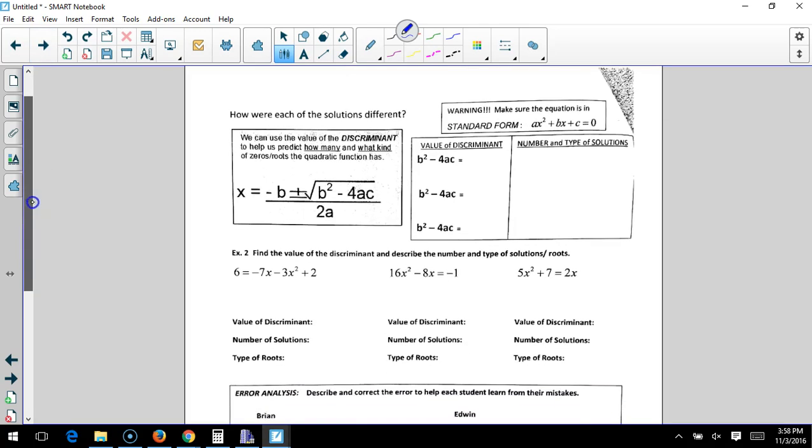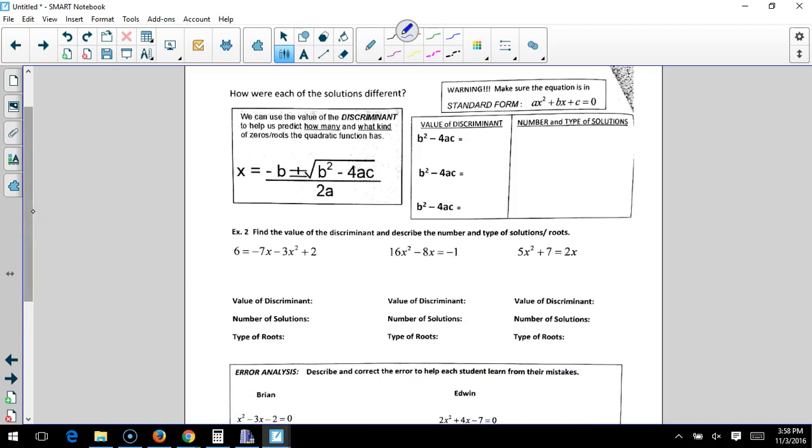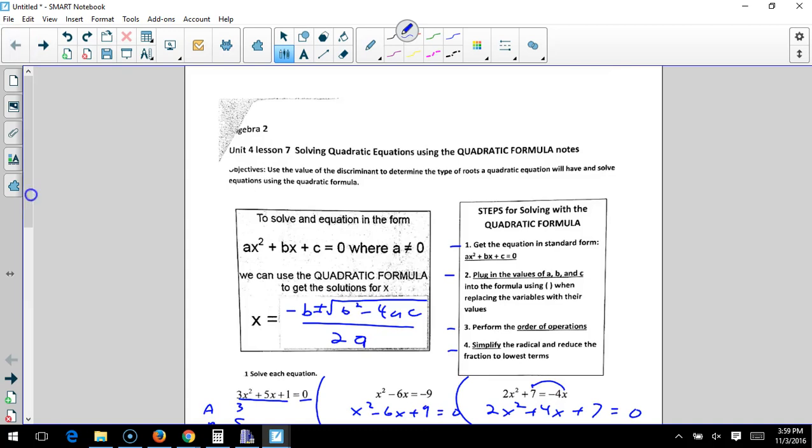So, how are they different? We can use the value of the discriminant. And the discriminant is just this part, to help predict how many and what kind of zeros or roots the quadratic function has. So, let's look at the ones we just did. Okay?